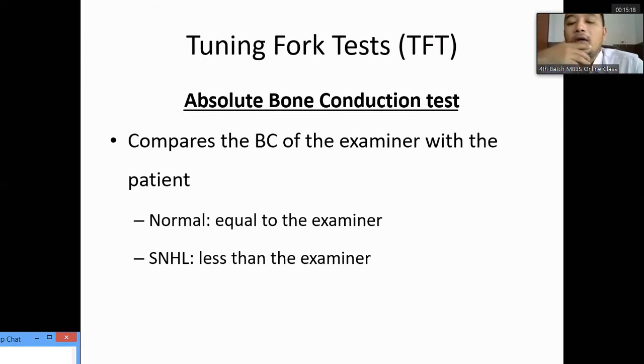The other way around, the vibrating tuning fork is kept on the patient's mastoid, and the patient will tell the examiner when it stops, and after that the examiner keeps it on his own mastoid, and if he still hears the sound, then the patient's bone conduction is less than that of the examiner. That means the patient has sensorineural hearing loss. We are doing this bone conduction test, which bypasses the conductive mechanism of hearing, so this is to test for sensorineural hearing loss. In normal, it is equal to the examiner, and in sensorineural hearing loss, it is less than the examiner. Absolute bone conduction tests are called the ABC test.